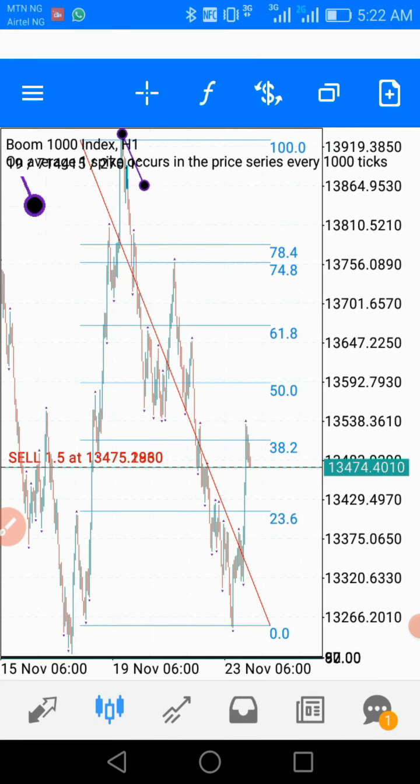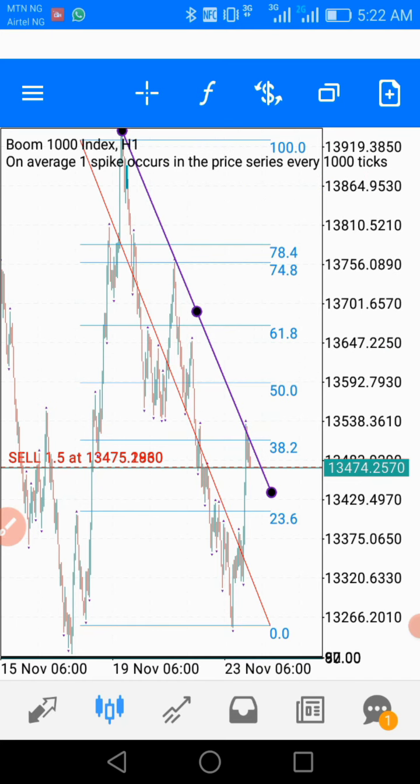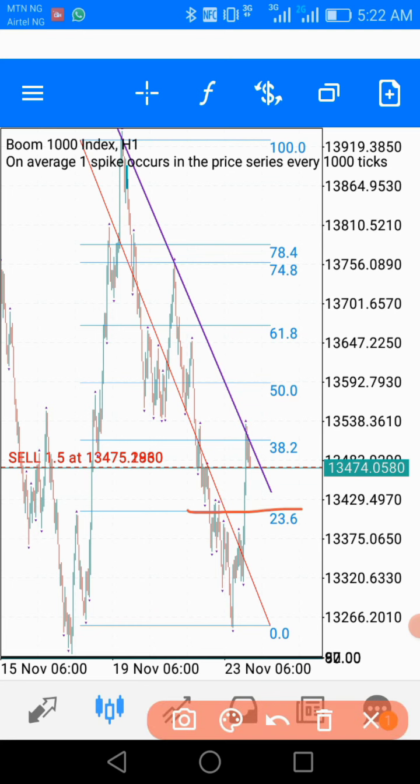Now let's put this trend line. What are you seeing, guys? This is a pure confirmation. Now look at this, guys. This trade is going to push down at least. Of course, this is going to be our first take profit.